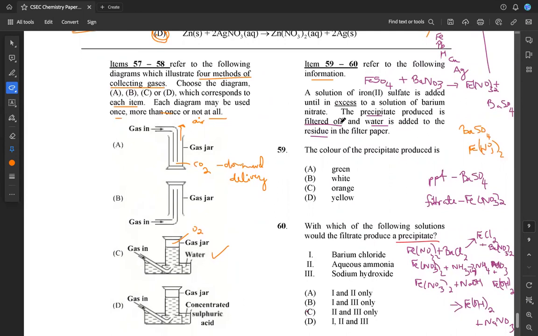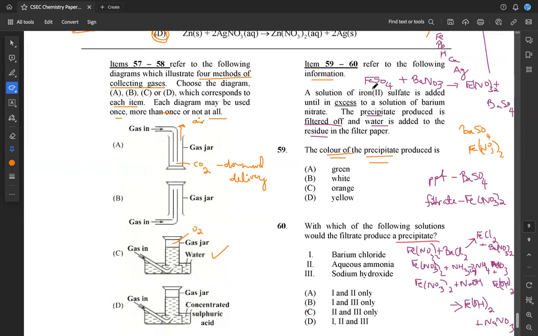So we have a solution of iron sulfate and we add that until it's in excess to a solution of barium nitrate. And then the precipitate produced is filtered off. So we're going to filter off our precipitate, add water to the residue and wash it, right? So we add water to the residue that's in our filter paper and wash it. So what's the color of that precipitate going to be?